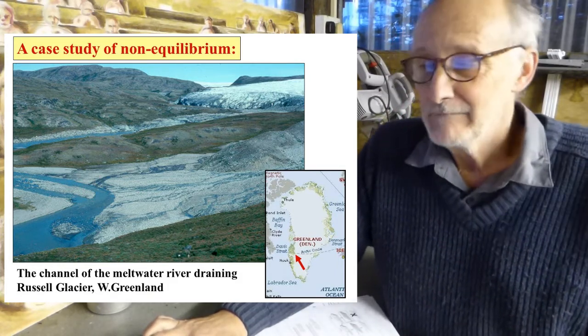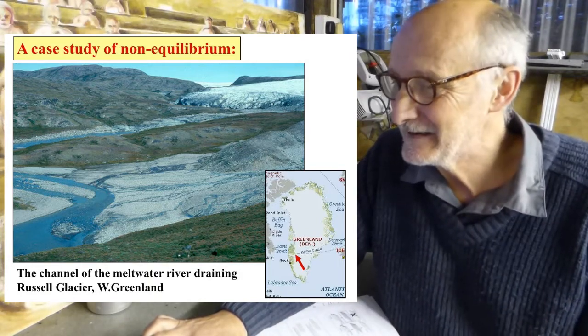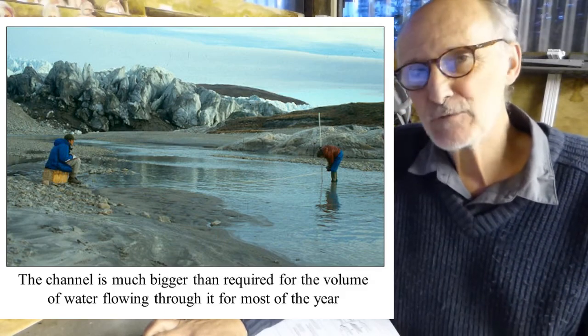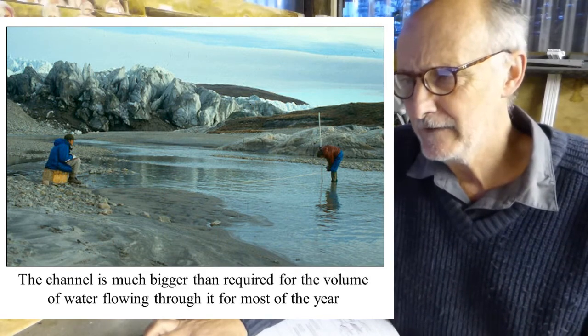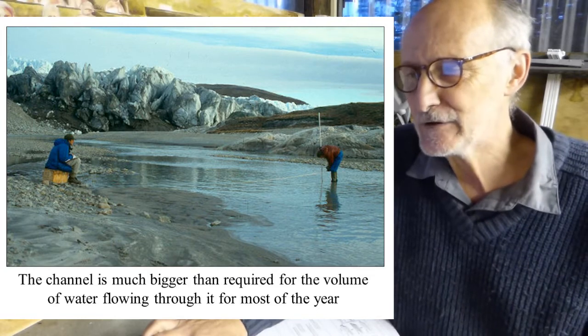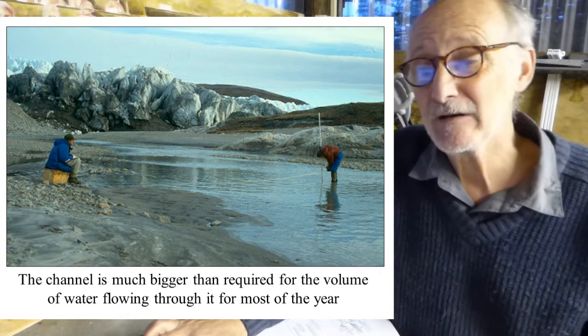Now, the channel, most times you go and visit, so I've been to that location, I don't know, maybe 20 times or more, and most times that I've been there, at all sorts of different times of year, the channel seems to be much bigger than necessary for the volume of water that's flowing through it. Why is that? Why is the channel so big, given that there isn't really that much water flowing through it? And you're probably having lots of ideas already.